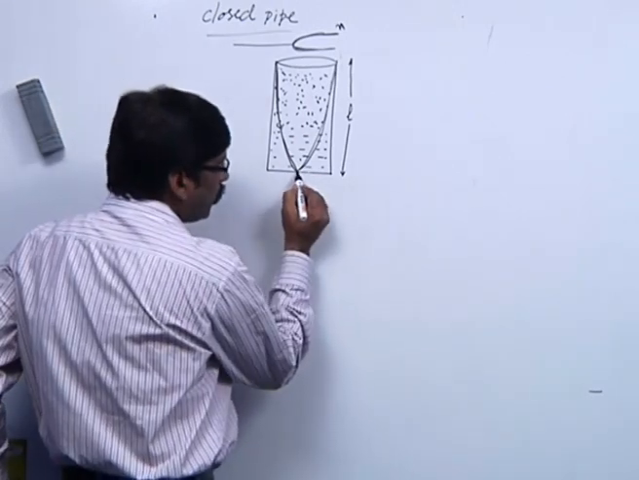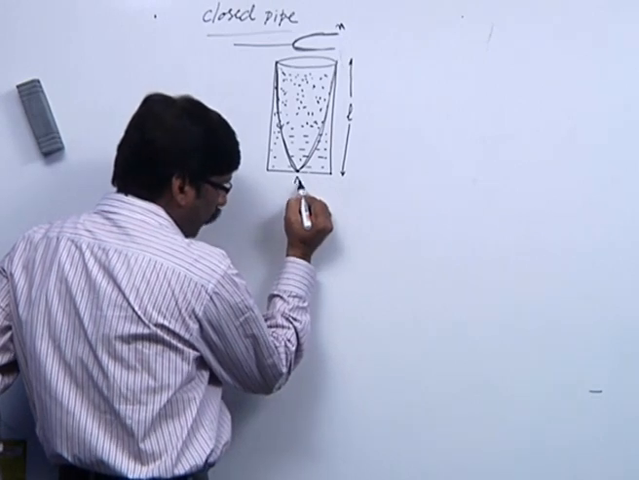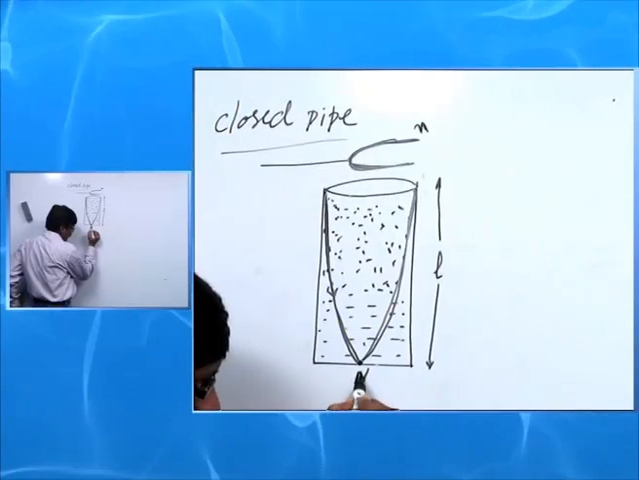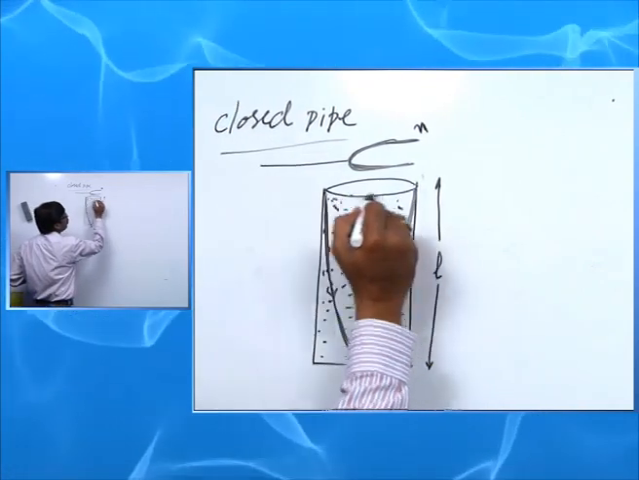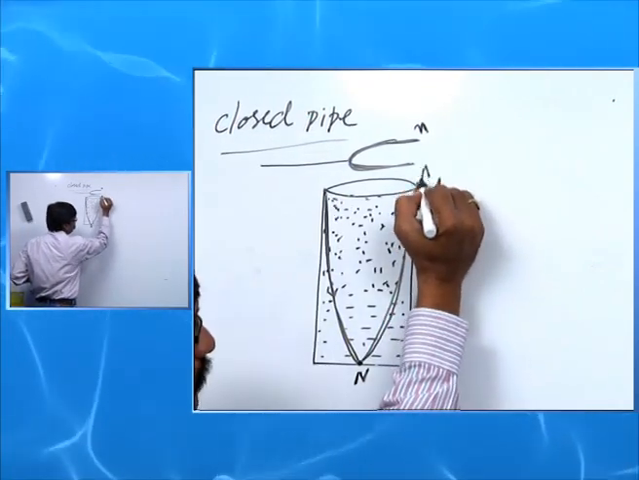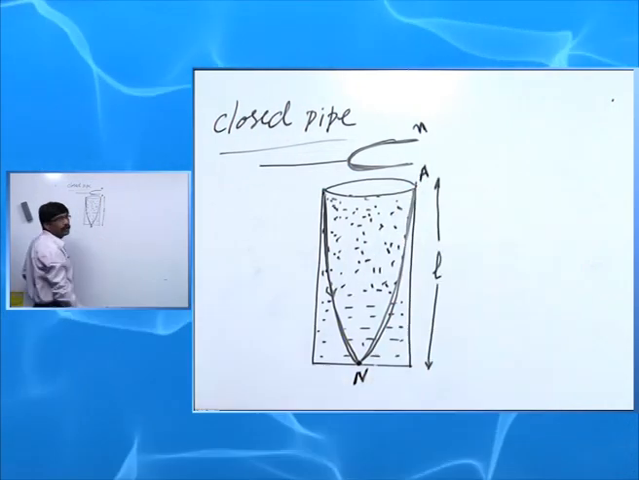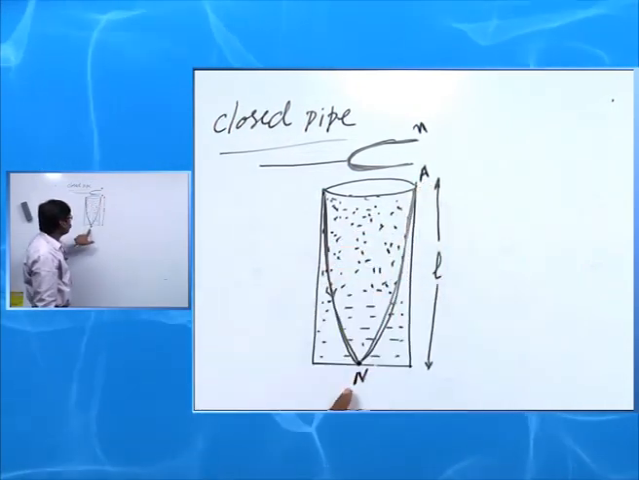Now, at the closing end a node is formed. Since the freedom of vibration is more at the opening end, an antinode is formed. Antinode is at the opening end, node is formed at the closing end.